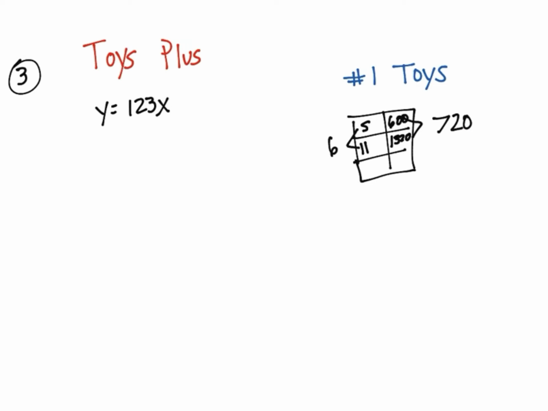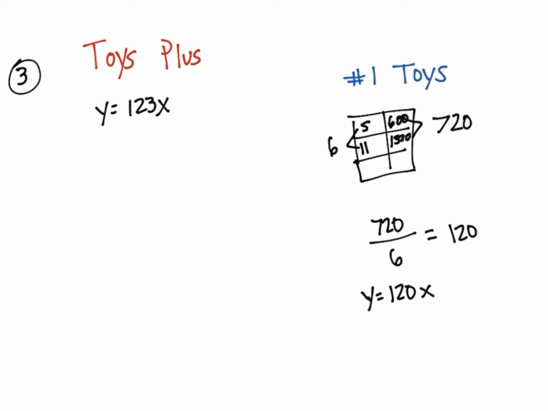So to find the rate for Number 1 Toys, we're going to do 720 divided by 6, which comes out to 120, which means that if we were to write an equation for this, it would be y equals 120x.